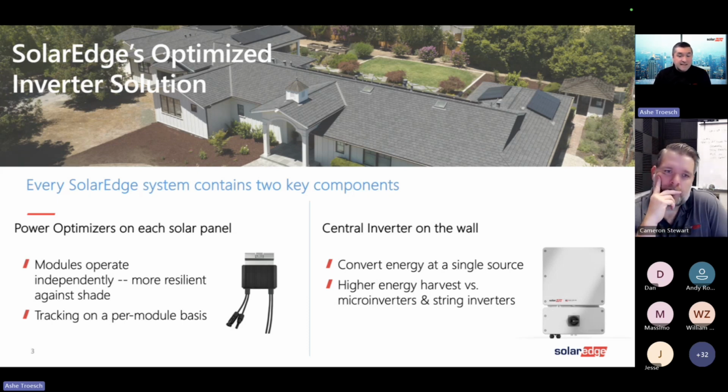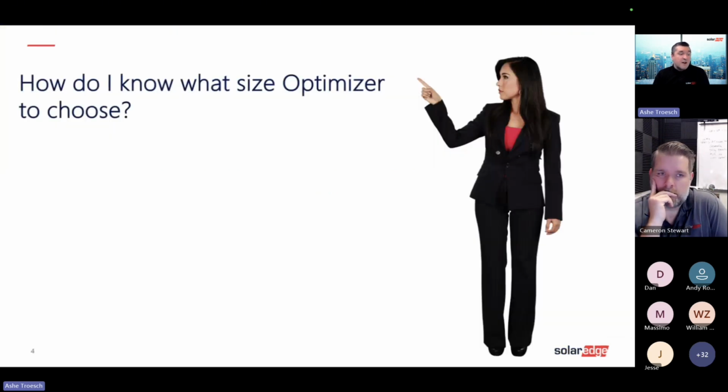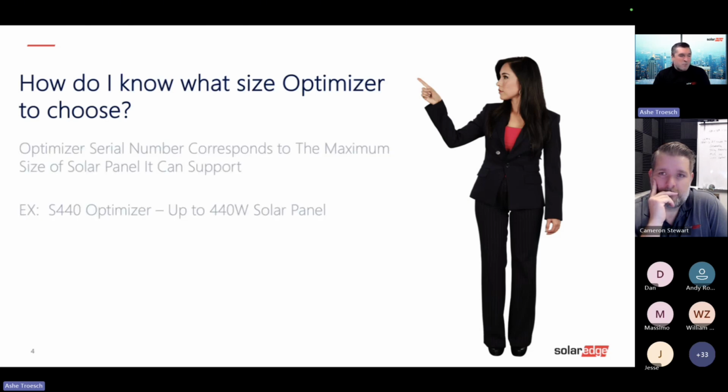So there's sizing considerations when we're thinking about both of these devices. First, let's talk about the optimizer. How do I know what size optimizer to choose for my system? And this can be a tricky question. Taking a look at your proposal tool, you might see a bunch of different numbers on the optimizers. What I'm happy to tell you is it's a lot more simple than it looks like at its face.